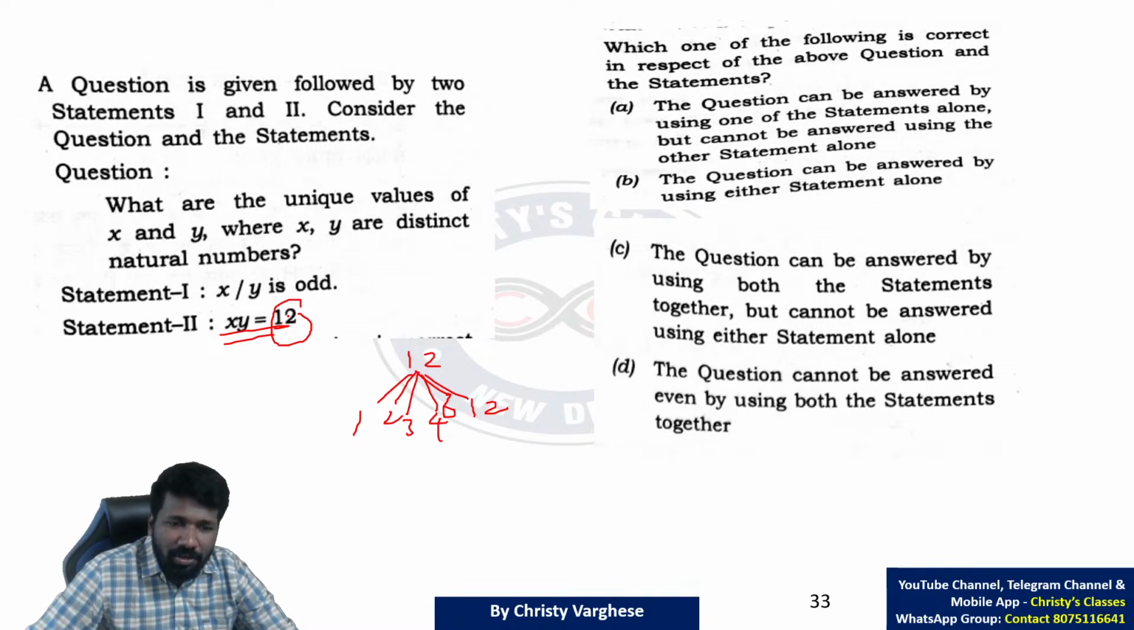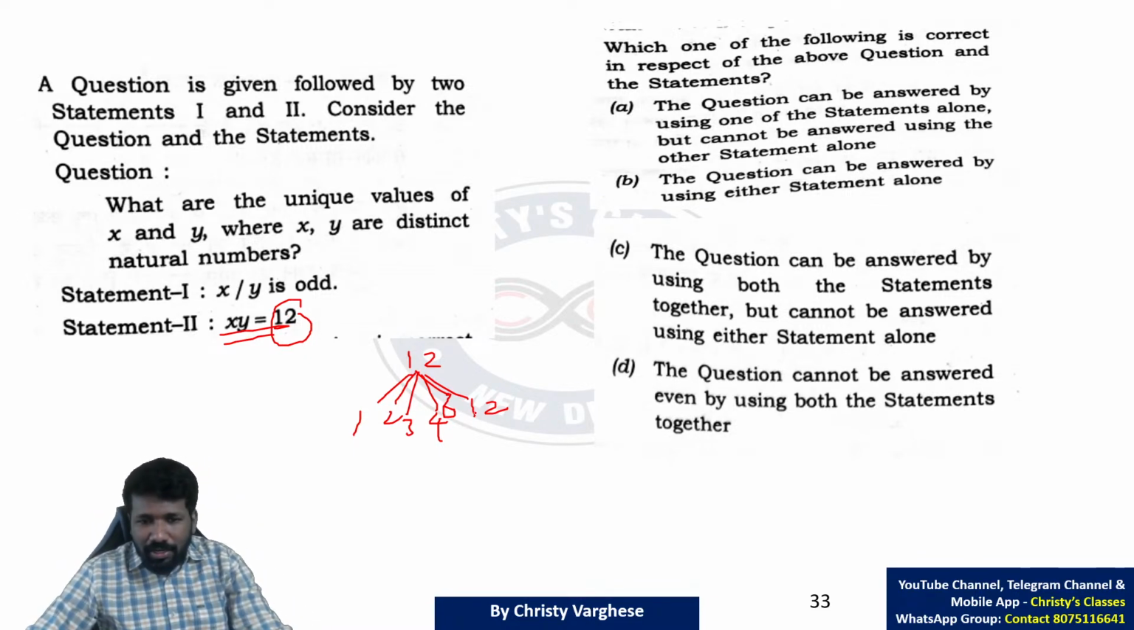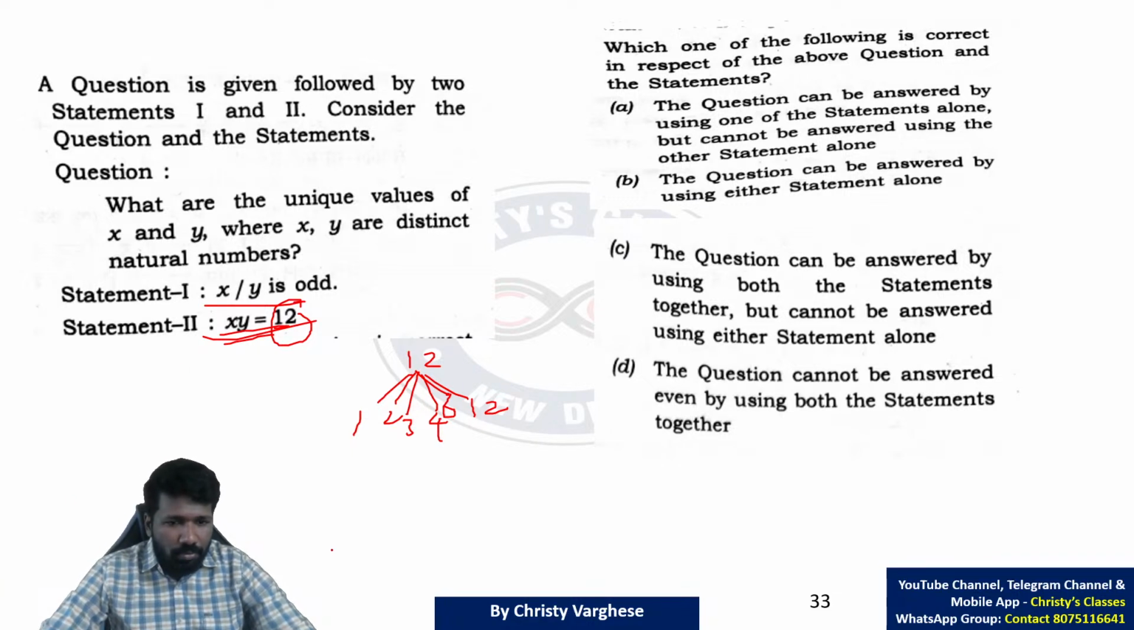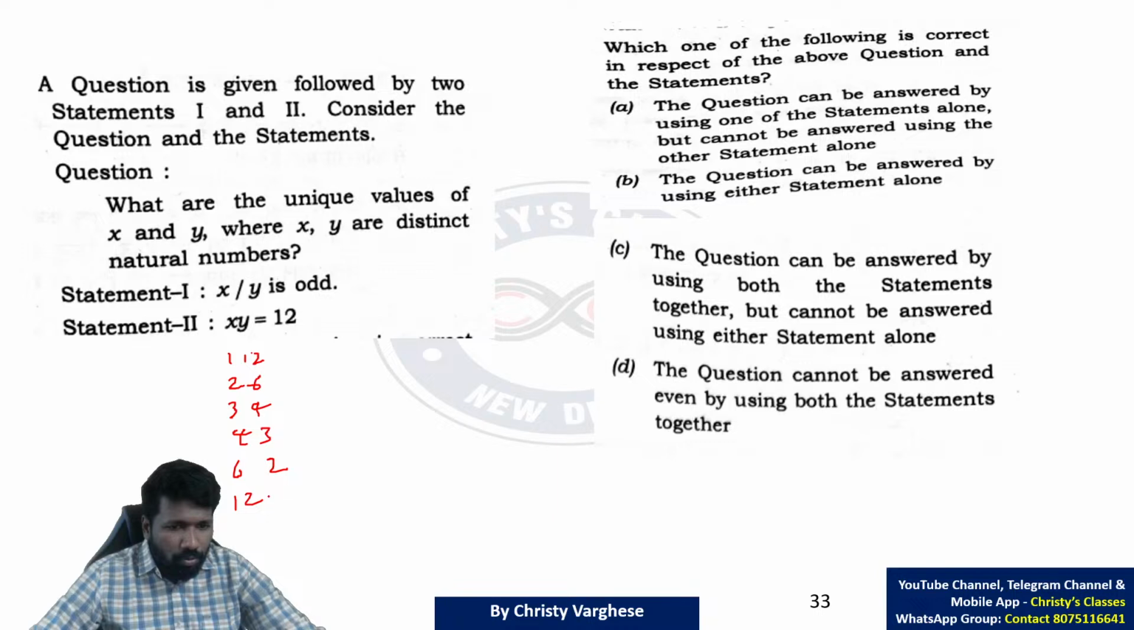Say 17. 1 into 17, 17 into 1, both are possible. Anyway, here many possibilities. So statement 2 alone also is not enough. Now the possibility is using both of them. Using both of them means from xy equal to 12, we understood that x and y's values should be 1 into 12, 2 into 6, 3 into 4, and the reverse also, 4 into 3, 6 into 2, and 12 into 1. These are the possibilities.